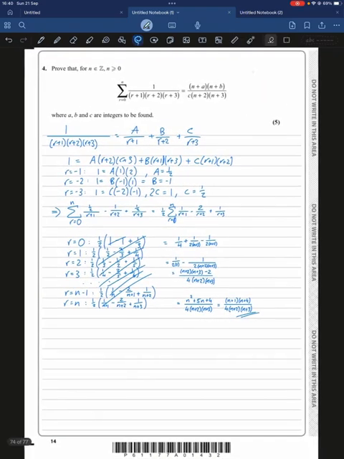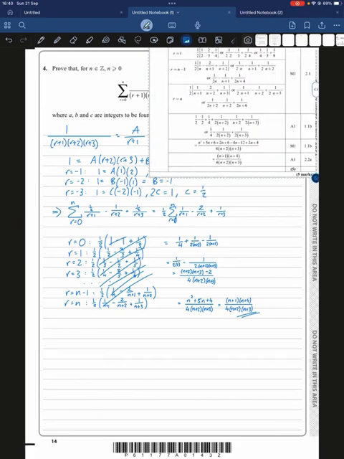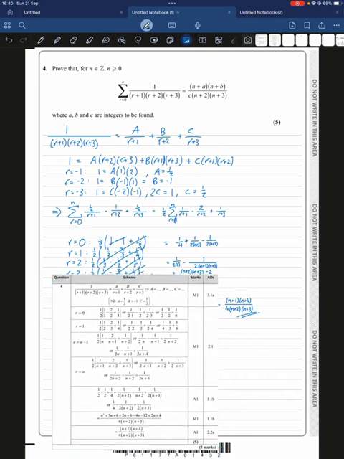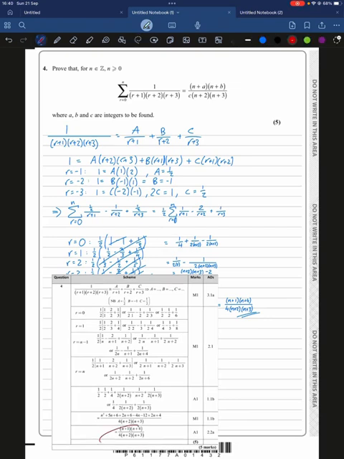Let's just check the mark scheme. n plus 1, n plus 4 over 4 lots of n plus 2, n plus 3, that's correct. So that is 5 marks for us there.